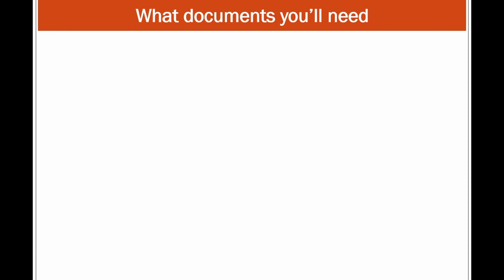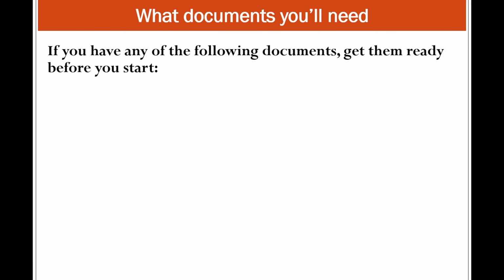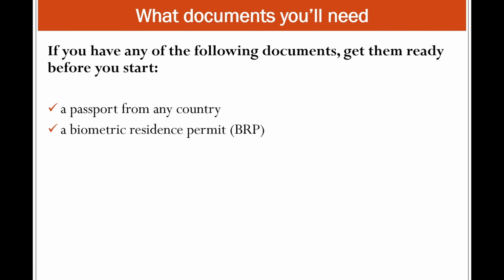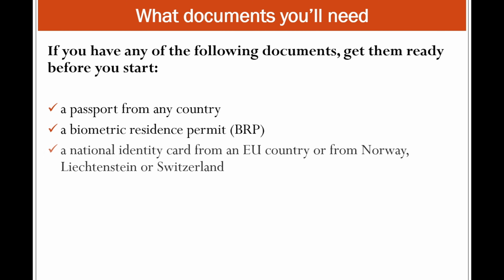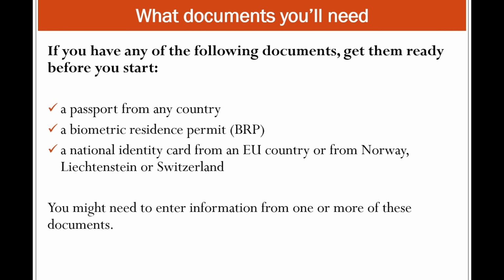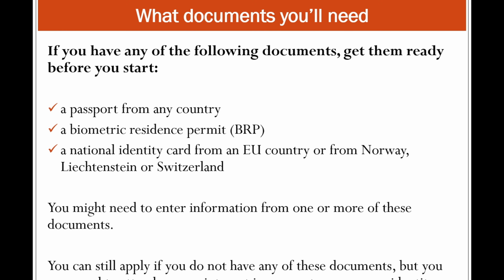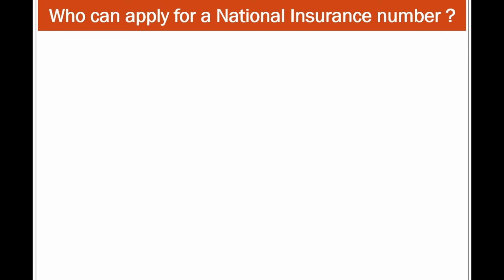Now let's discuss what documents you need. If you have any of the following documents, get them ready before you start. You need your passport from any country, a biometric residence card, or your identity card if you are from an EU country, Norway, or Switzerland. You might need to enter information from one or more of these documents. You can still apply if you don't have any of these documents, but you may need to attend an appointment. Normally, you will go to the Job Centre Plus and do the appointment over there.